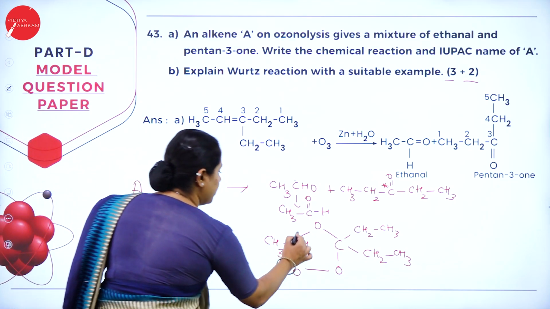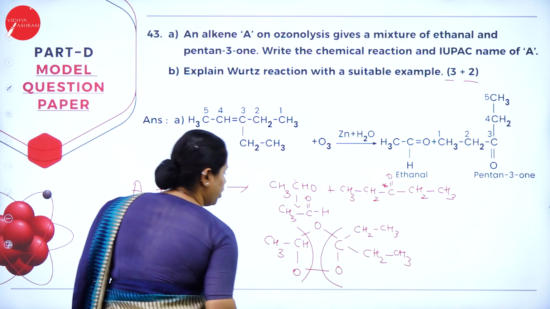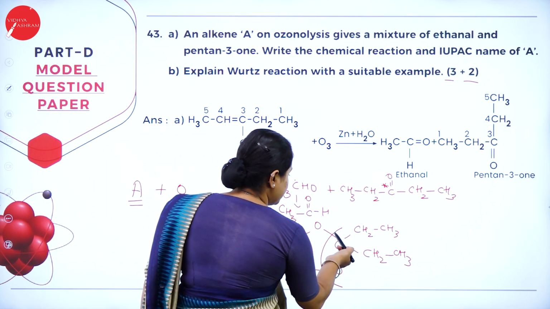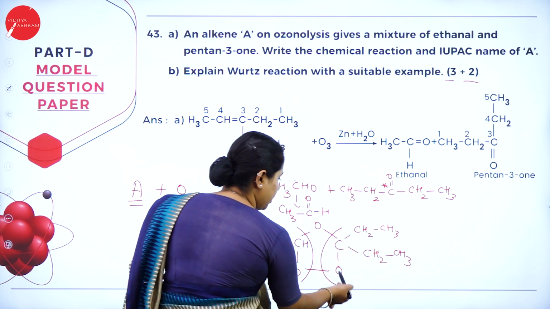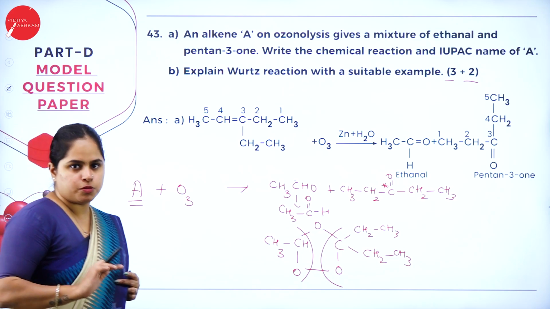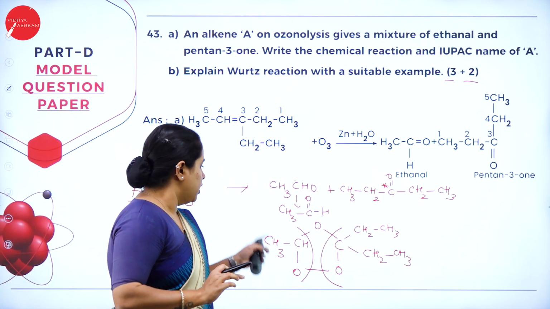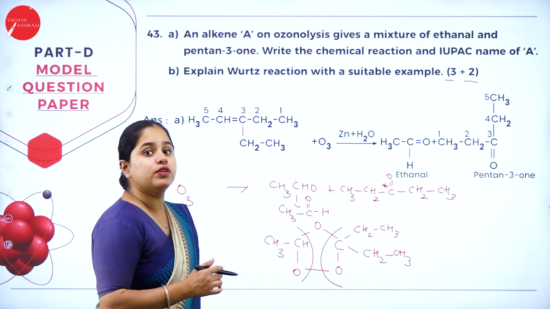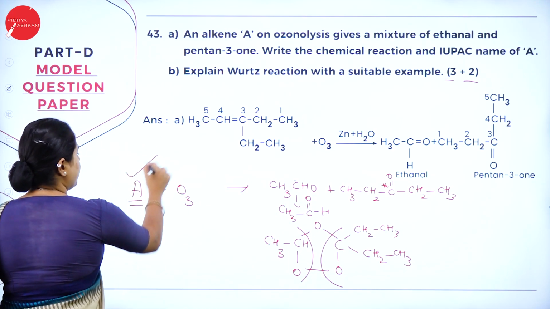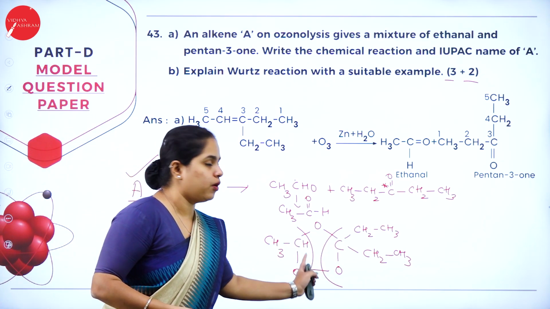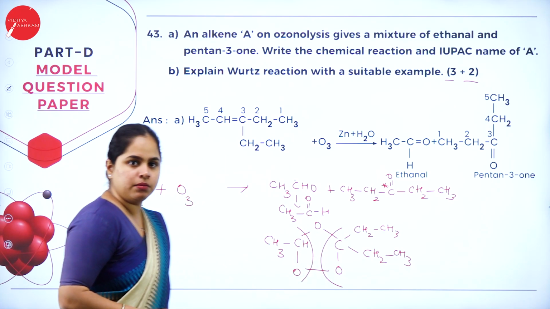So this ozonide will break in this format, and what you are going to get? CH3CHO, one product, and another product is CH3CH2C=OCH2CH3. So this is how the compounds are formed after ozonolysis. So if this ozonide what I've written is correct, then easily we can identify which is the alkene. My question is to find out what is the alkene, right? So what will be the alkene? As discussed, the double bond will exist between this carbon atom and this carbon atom.